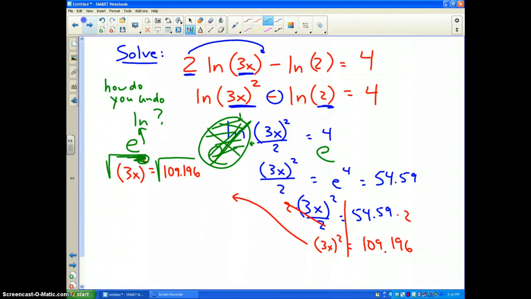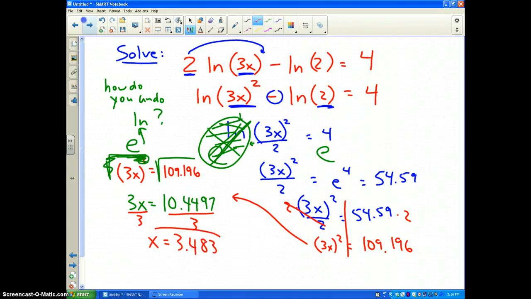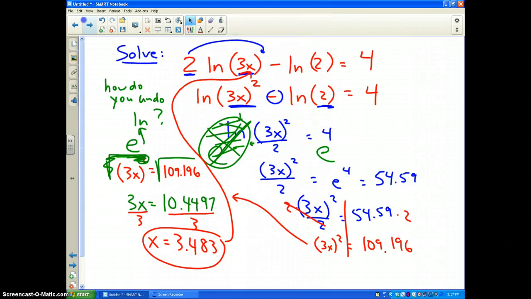Well, since the square is on the outside, I need to do the square root of both sides. So that cancels out, and I get 3x equals the square root of 109.196, which is 10.4497. And finally, I divide both sides by 3. And I get my answer, x equals 3.483. That is the answer to my problem. One more.